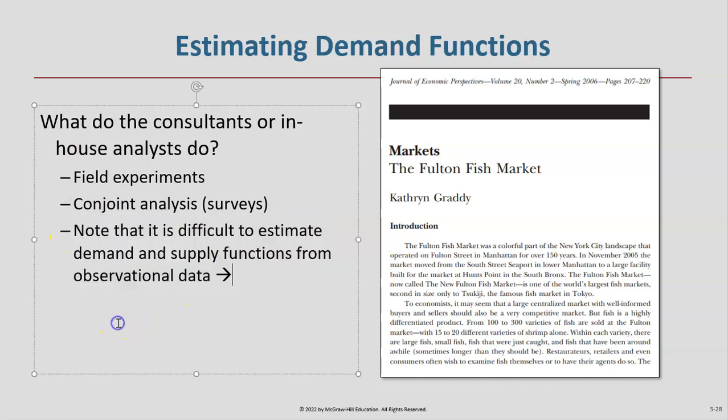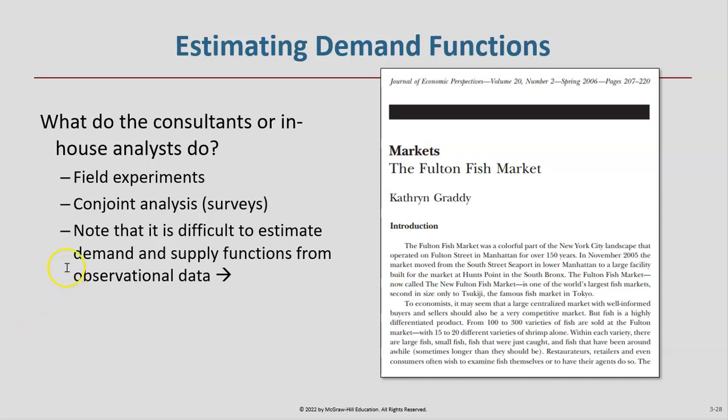Note that it is difficult to estimate demand and supply functions from observational data. Say scanner data. You go to the grocery store or a retail outlet, and the purchases you make are scanned in, and it shows up on the cash register. That scanning data is collected by business firms so they can see what you purchase. But it's very difficult to use data like that because at any time, both demand and supply are moving around.